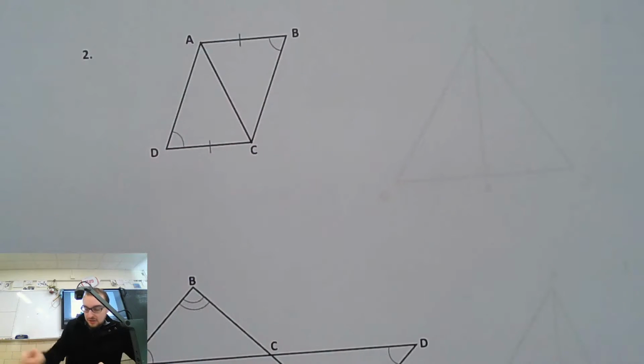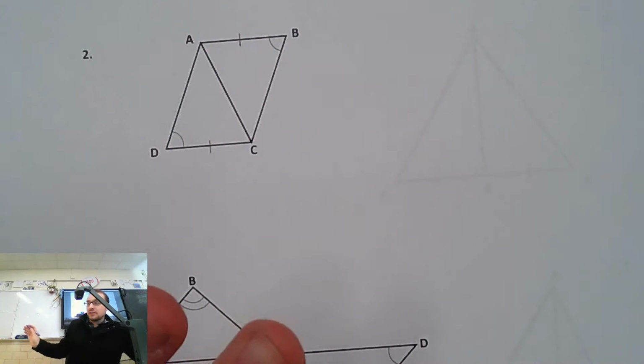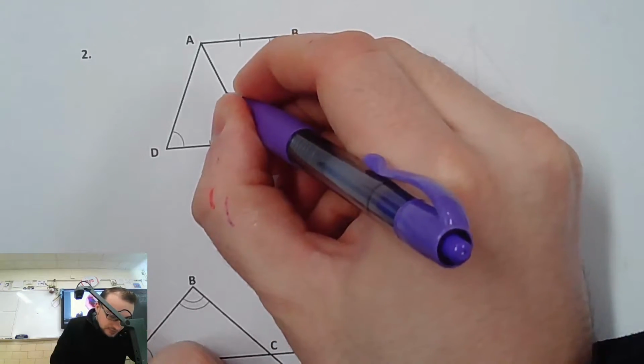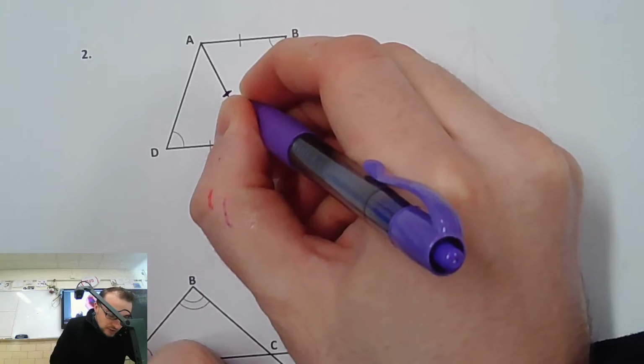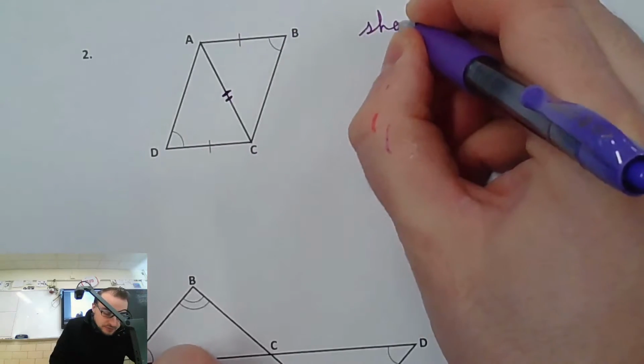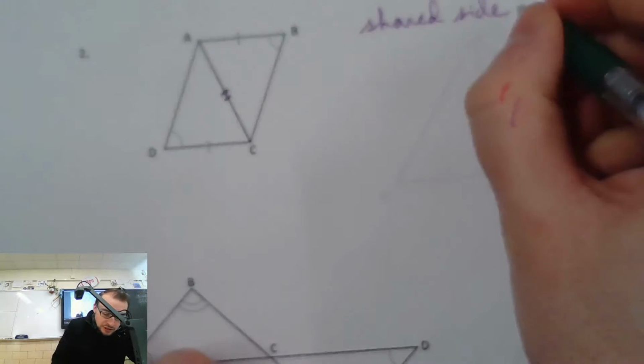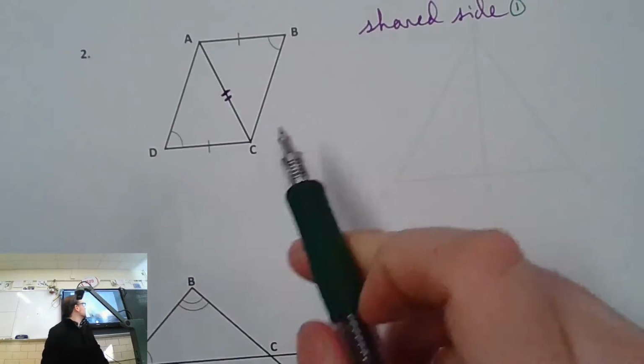Number 2. All right, so before we can prove anything congruent, our first step is just to write down what we know to be congruent. And we should know that we have a shared side here. So I need to see that. So 1 point for writing shared side. If you labeled it but didn't write it, half a point.